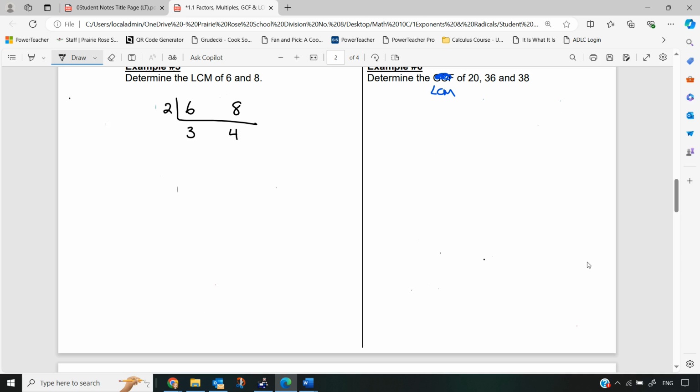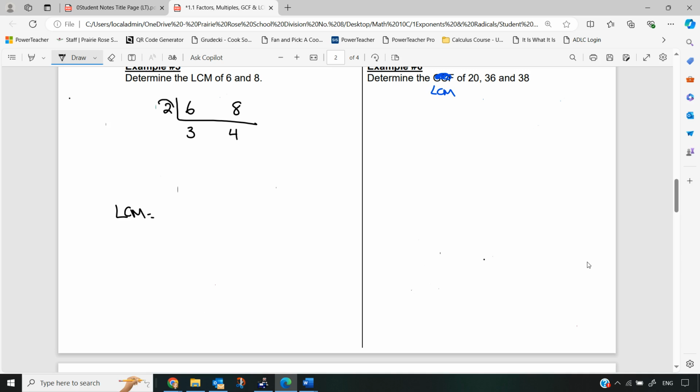Now there is nothing that goes into the 3 and the 4. So in theory, from having done this example before, we know that the LCM is 2 times 3 times 4, which is 24. So we could just say that's our answer. And that would be great, except that method will not work when we get further into the bigger examples. So I'm going to just show you the method straight off.